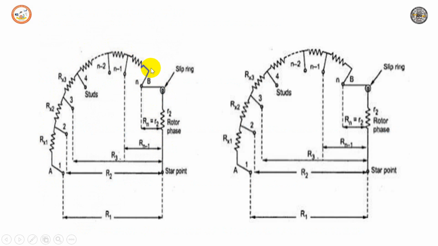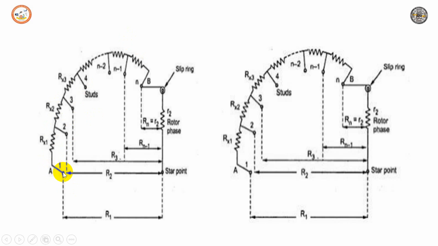So this external resistance is divided into equal sections. Let us assume it is divided into n sections. So each equal section has a resistance of Rx1, Rx2, Rx3, and it goes on, and this is the nth, Rn, that is the resistance at the nth position. So these 1, 2, 3, 4, 5 and so on are called studs. Each section at its starting and ending, we name as a stud. So this is a section which has a starting stud at 1.